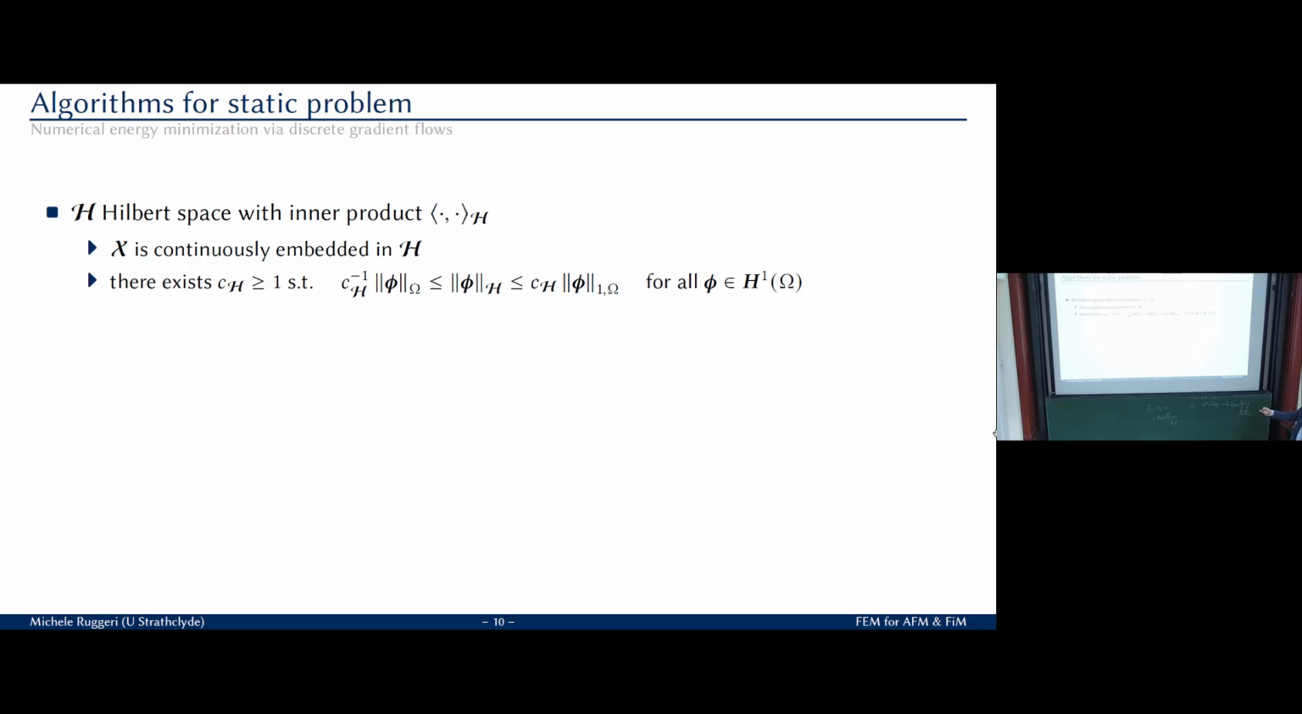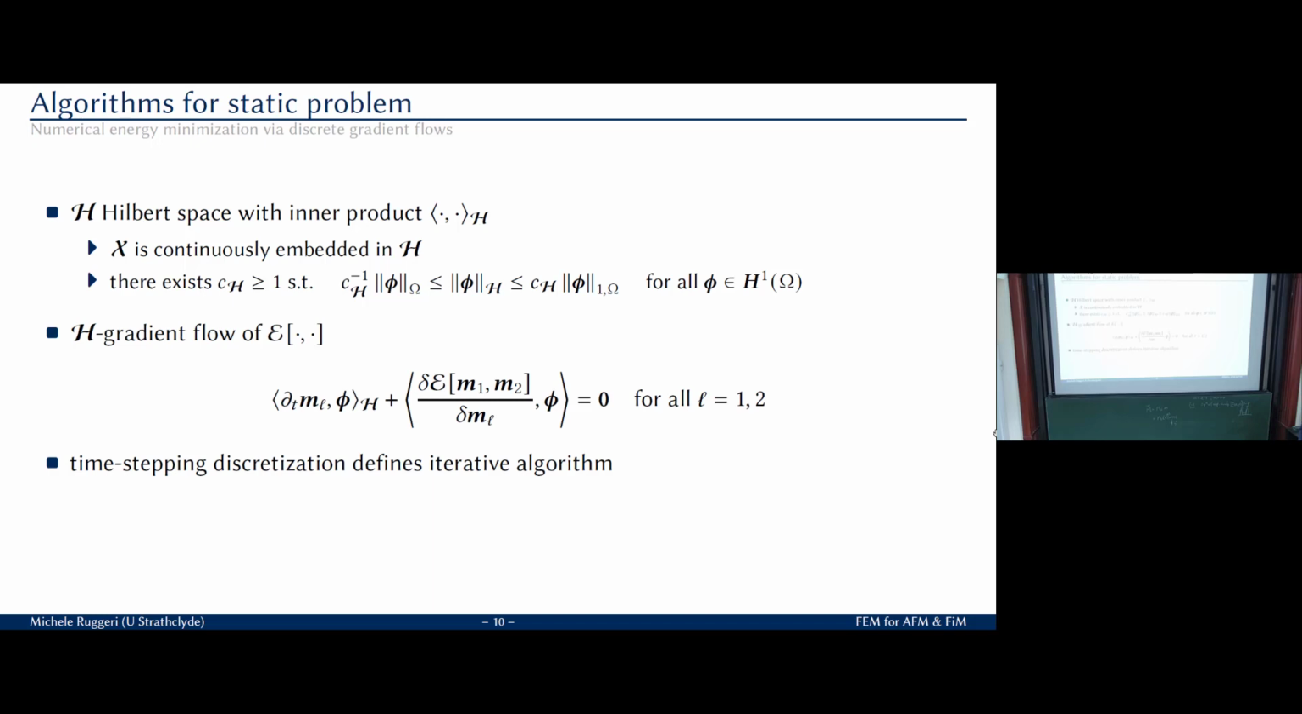And so I will consider a Hilbert space H with inner product here, such that my set of admissible pairs is continuously embedded in H on the one end, and then this is the second inequality here, and the first one that I want is this one. So this is the L2 norm, and this is the H1 norm. Essentially, I will think of something between an L2 gradient flow or an H1 gradient flow. Okay, morally. And as I said, this is the H gradient flow of the energy, so two equations, one of each of them.